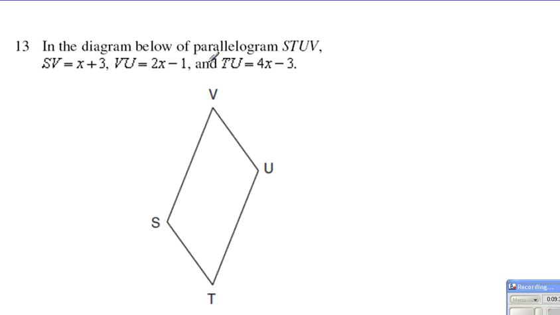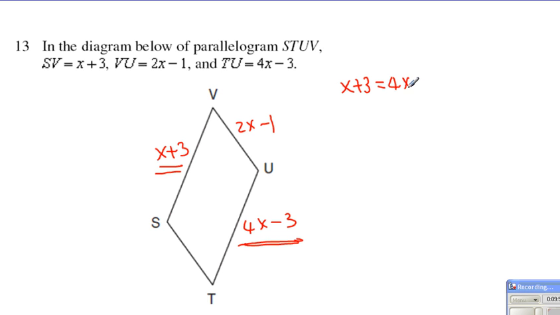All right, here we have a parallelogram, and SV is equal to x plus 3. Now VU is equal to 2x minus 1, and TU is equal to 4x minus 3. Notice that since it's a parallelogram, this value must be equal to that value. Let us set them equal to each other. x plus 3 is equal to 4x minus 3. Now after a few calculations, we get 6 equals 3x, which makes x equal 2.